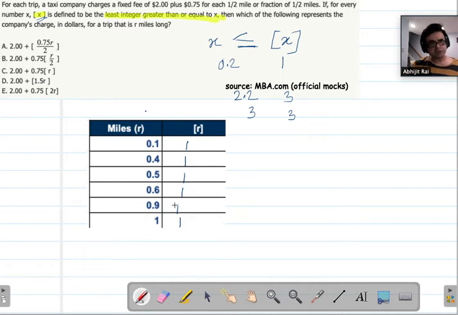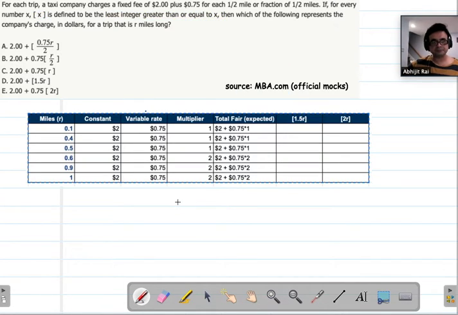All right. So let's quickly go to our table and see how this applies to the problem at hand. Here is our table. Let's do 2r first, right? So 0.1 is the r. 0.1 multiplied by 2 is 0.2. Least integer greater than 0.2 would be 1. This will be 0.8, again 1. 0.5 will be 1, and least integer of 1 would be 1.